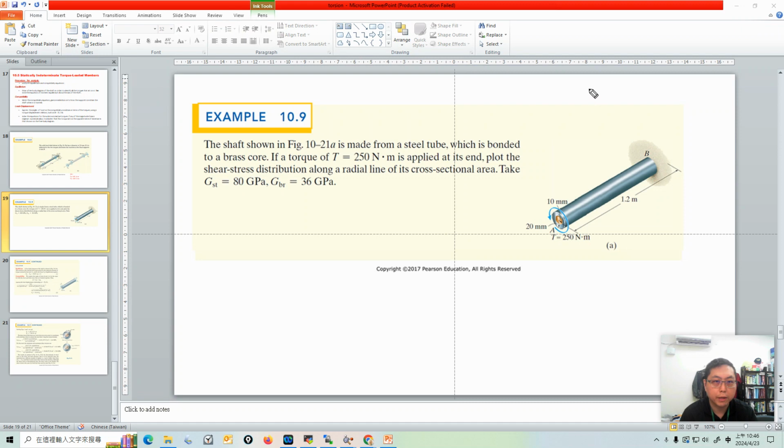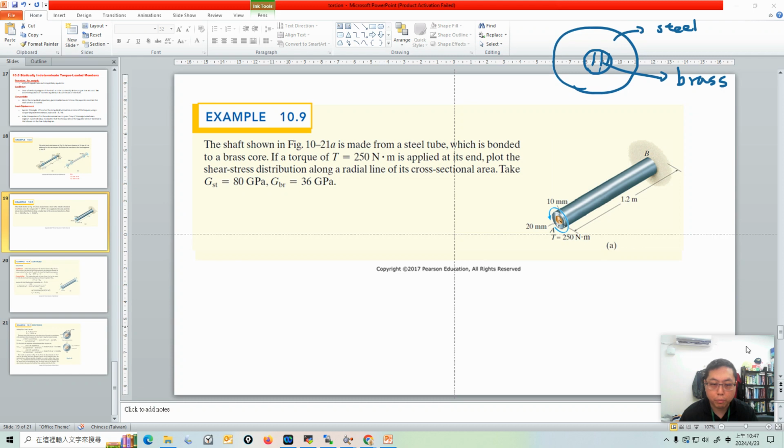The shell is made of steel, and the core is made of brass. In Chinese, that means 黄铜. Okay, this is a coaxial member, and it says the coaxial member is fixed on this support.